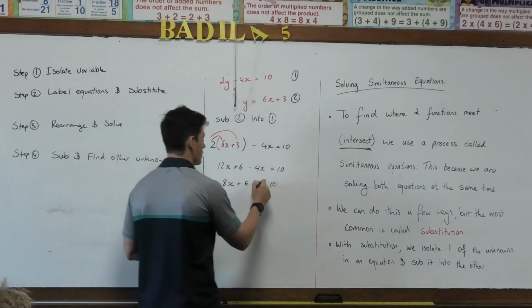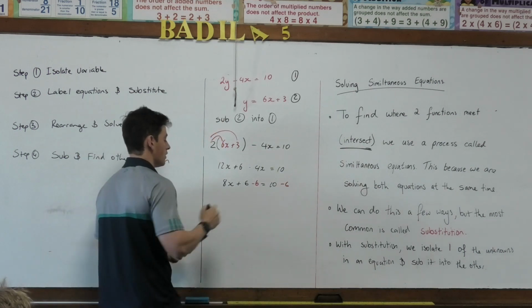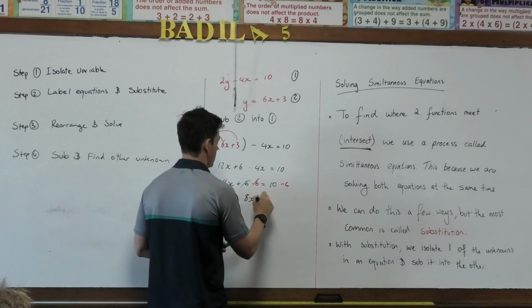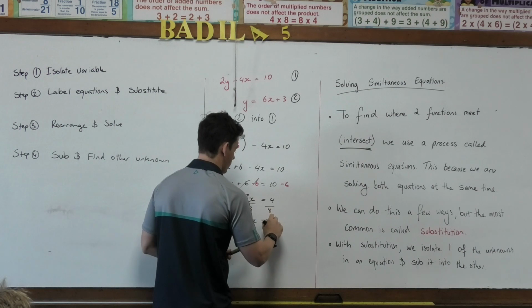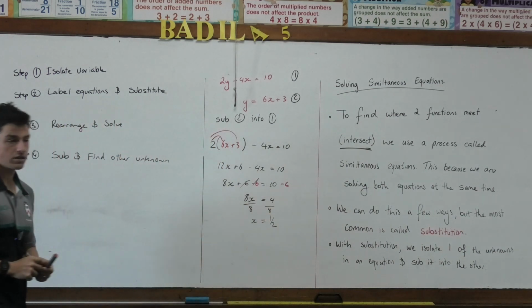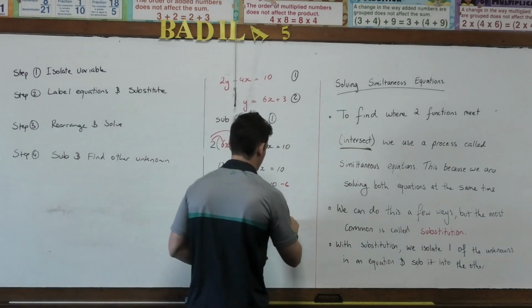I minus 6. 8x equals 4. Divide both sides by 8. x equals 1 on 2, or, what's that? 0.5 if we are a fraction theory.